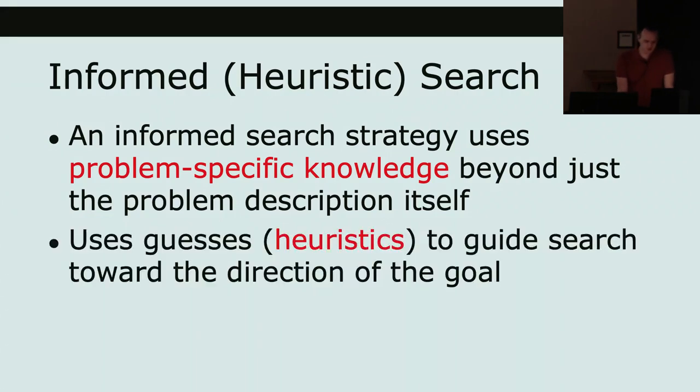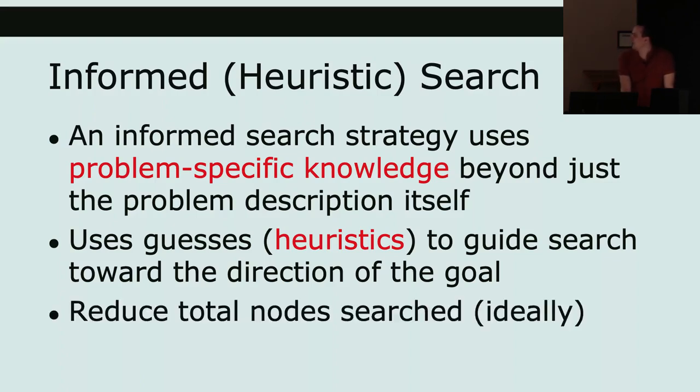description itself. So what we're going to do essentially is use some guesses, and we're going to call those guesses heuristics, to guide the search toward the direction of the goal. And you will see in other domains of science that heuristic means something different. There are almost 100 different definitions of heuristic, depending on whether you're talking about biology or engineering or mathematics or whatever. But for the purposes of heuristic search, the heuristic is the evaluation function that we use as a guess as to what direction we should take in the search.